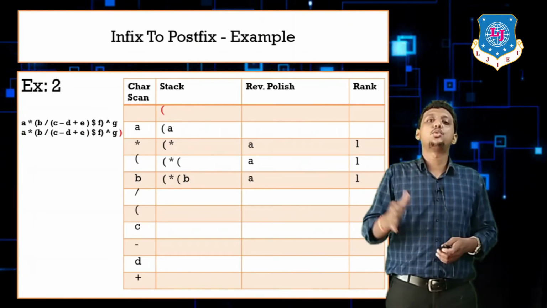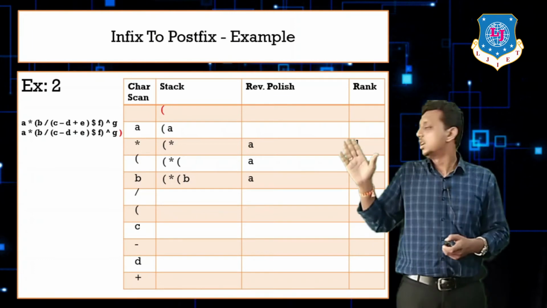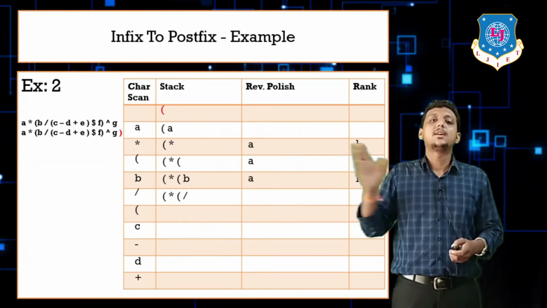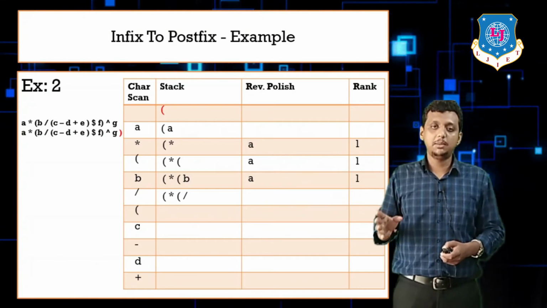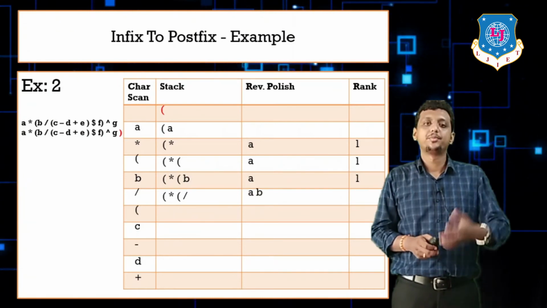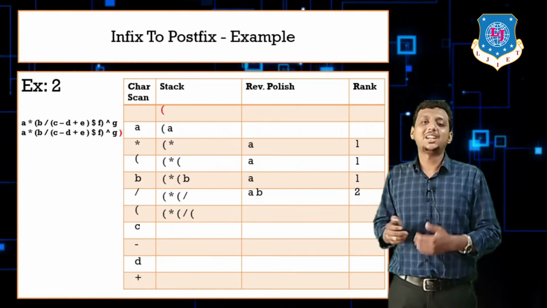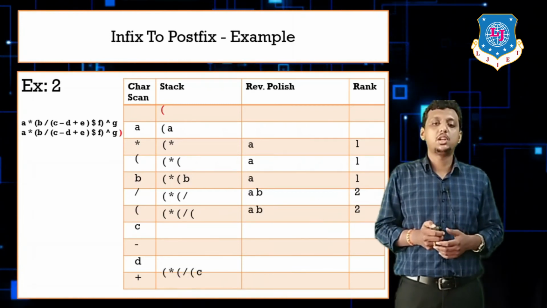So you just need to push division again. So it becomes opening star, opening division, B will be popped out. Combined with A, it becomes AB, rank will be 2. Now, next, what to do? Opening again, push inside the stack and write your reverse polish and rank.